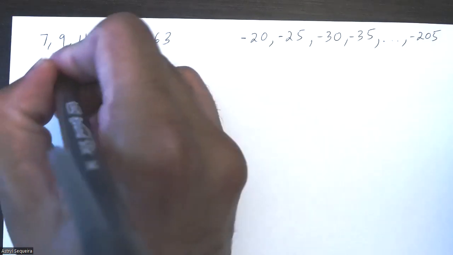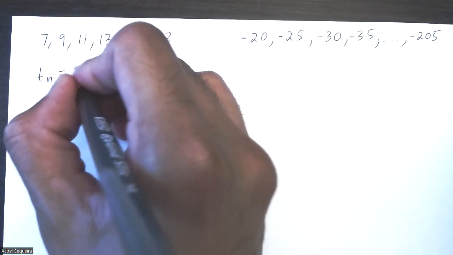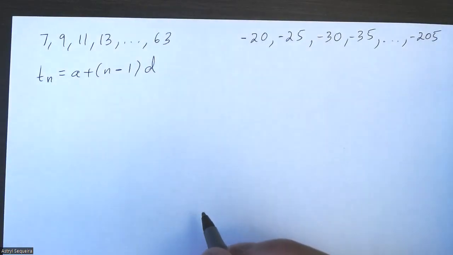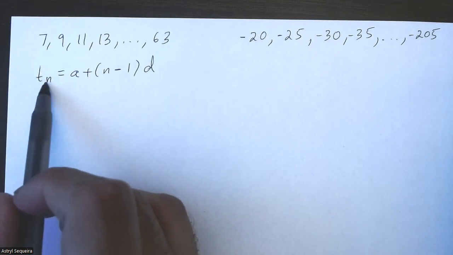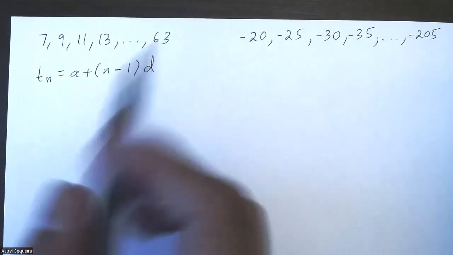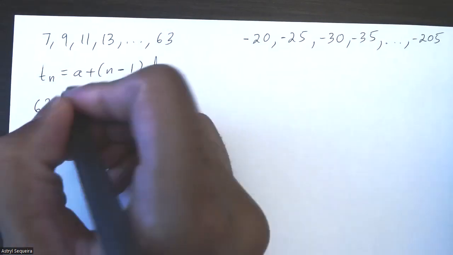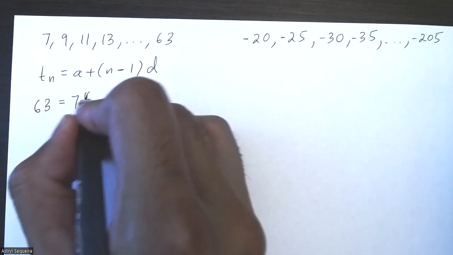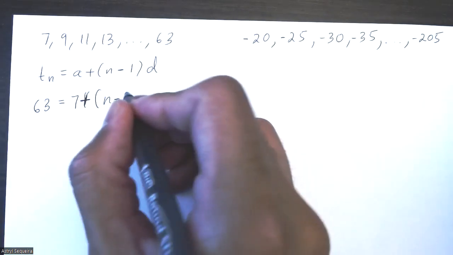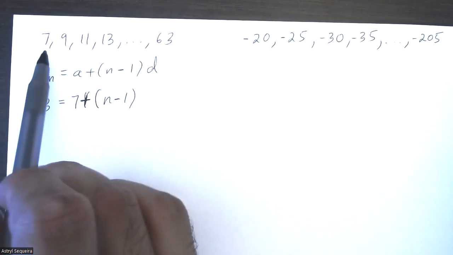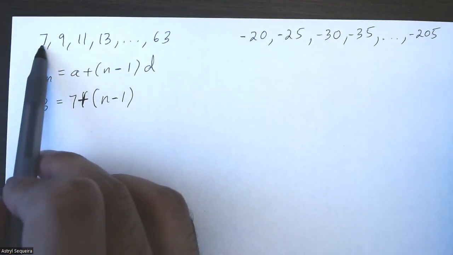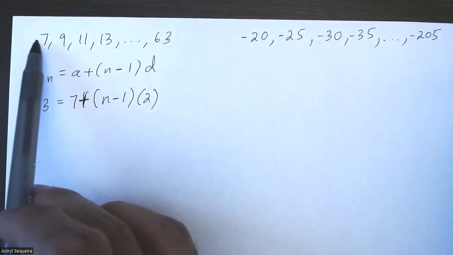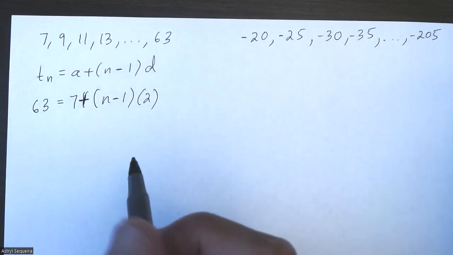I'm going to use my general term equation, Tn equals a plus n minus 1 times d. I know that my final term in this is going to be 63, so I'm going to replace Tn with 63. A is my first term, which is 7, plus n minus 1, since I'm trying to calculate n, and d is just the difference between each term. So you do your second term minus your first term, and you'll get positive 2 for d, because as we can see, this sequence is increasing by 2 every time.